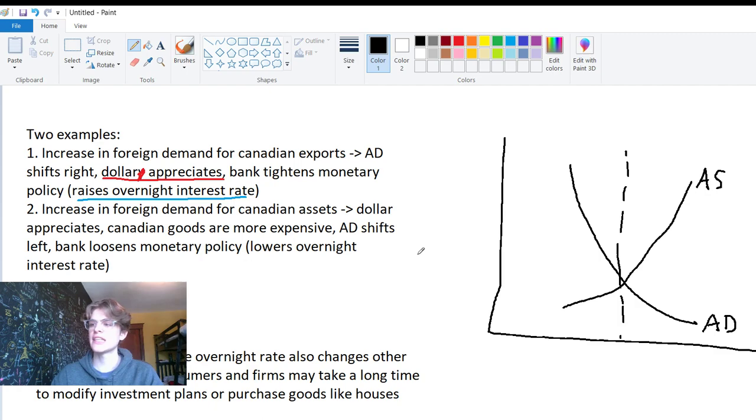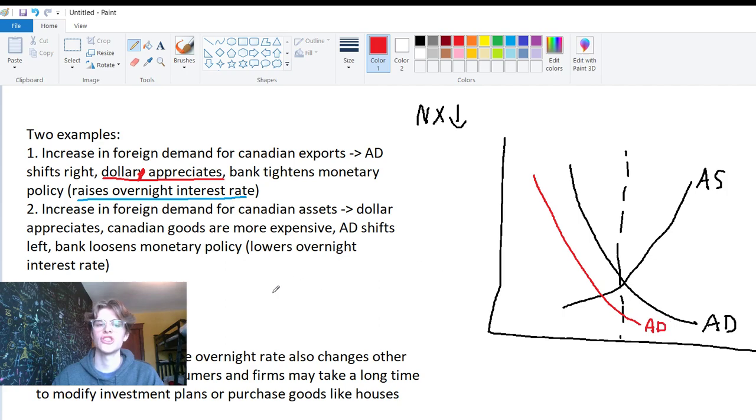But this time, goods are more expensive, and we haven't seen an increase in investment. It hasn't increased our net exports. What it's actually done is, because our prices have gone up, our net exports have gone down. So that is going to cause AD to go to the left.